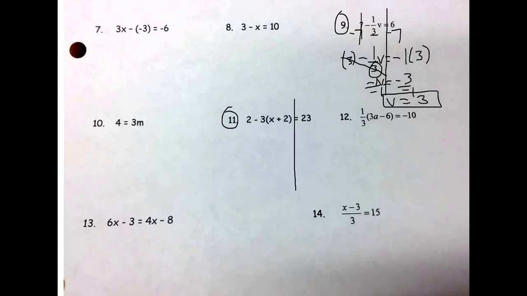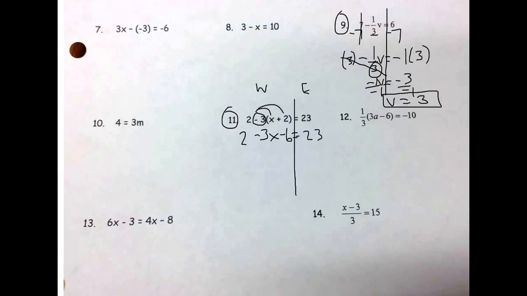Draw a line down. I see simplification that needs to happen on the west side, nothing on the east side. Our simplification, we always start with these parentheses here. We're going to distribute the negative 3. Make sure you get the whole negative. So negative 3 times x is negative 3x. Negative 3 times 2 is negative 6. Bring down the 2 equals, and the 23.